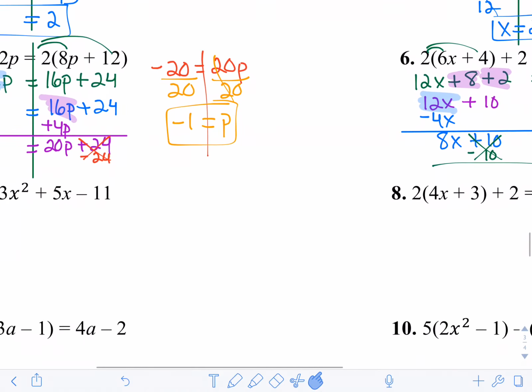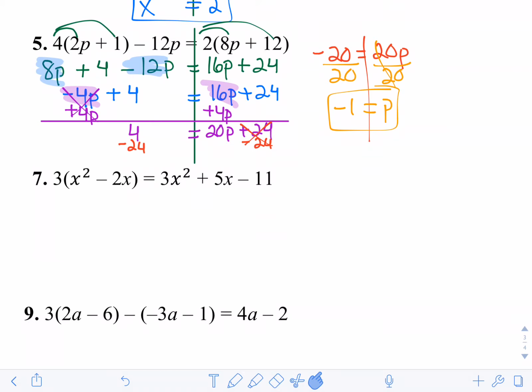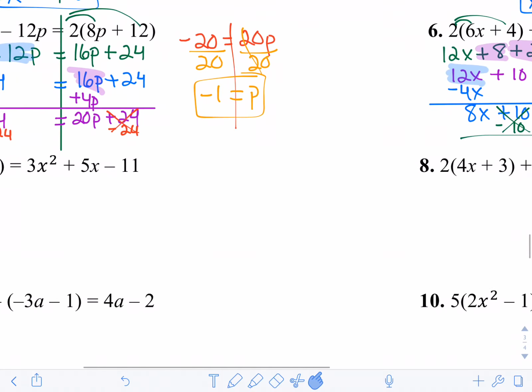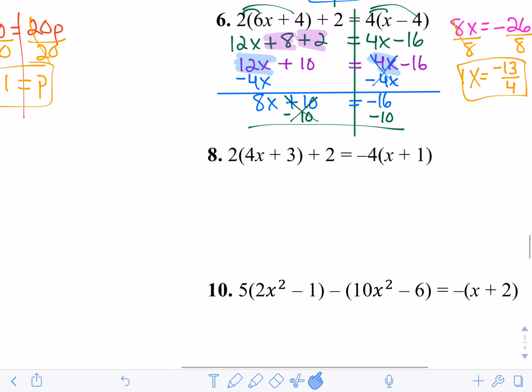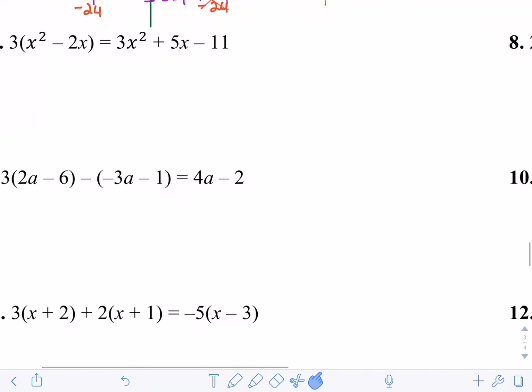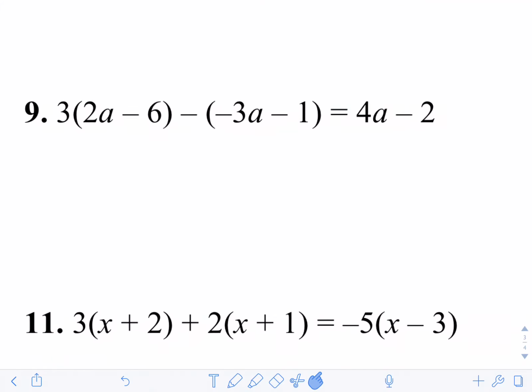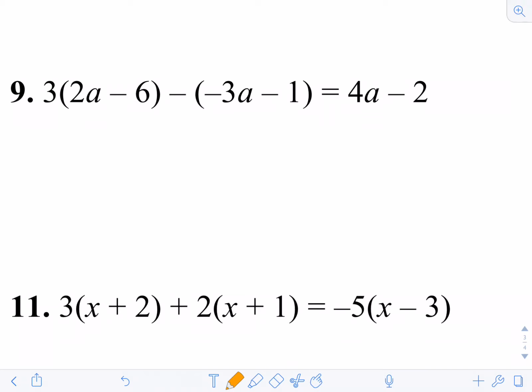Okay, so let's move on to these last couple problems. I'm going to skip number 7. Let me move on. We'll do number 9. Okay, so number 9. Draw my line on the equal sign. Okay, distribute the 3. And remember, this is a -1 I'm going to distribute.